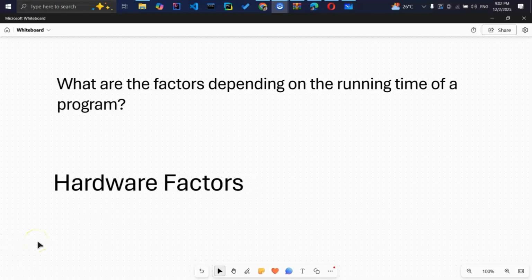The next one is hardware factors, right? These are about the machine running your program, right? It includes CPU speed, number of cores, RAM, cache, memory speed, disk speed if your algorithm involves input and output, right? Simply remember anything about the physical computer your code runs on, right?